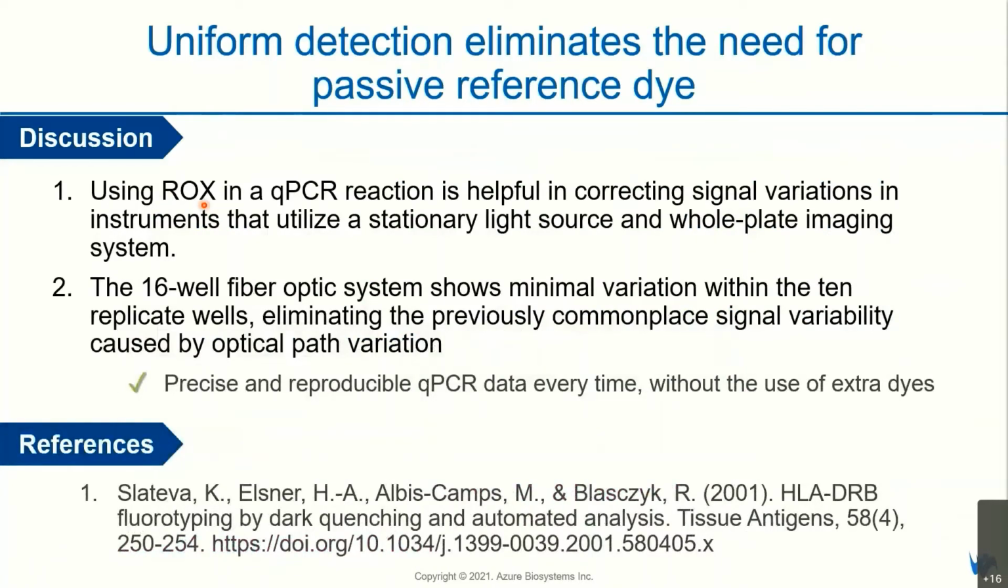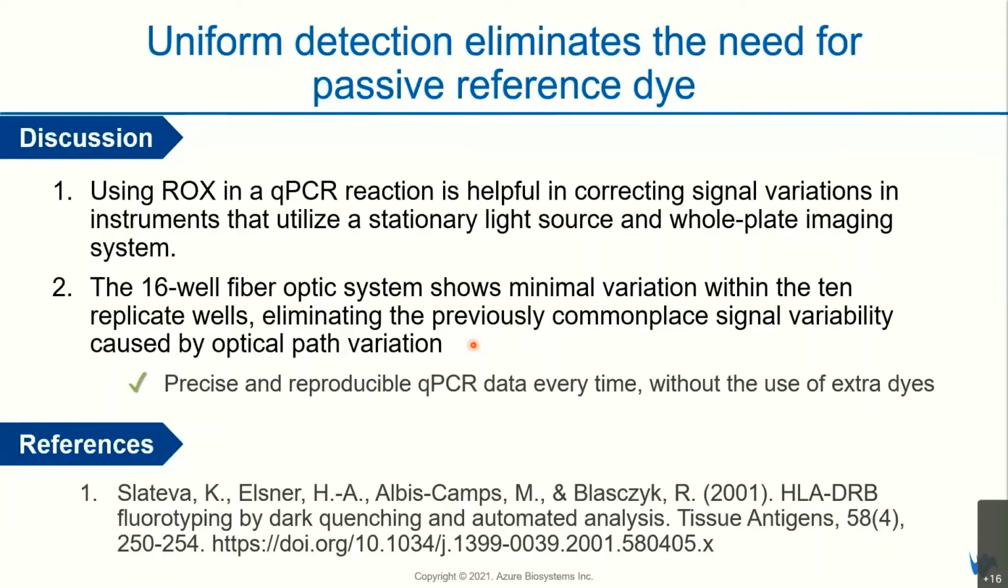Right. Using ROX in a qPCR reaction is very helpful. It has been very useful for the past few years in correcting the signal variation in instruments that utilize a stationary light source and a stationary detector camera, and also whole plate imaging systems. What we have in the Cielo is a 16-well fiber optic system, 2 sets. One set is coming from the excitation, another set is going to the detector camera. It minimizes the variation within the 10 replicate wells. Thus, we eliminate the previously commonplace signal variability caused by optical path variation.